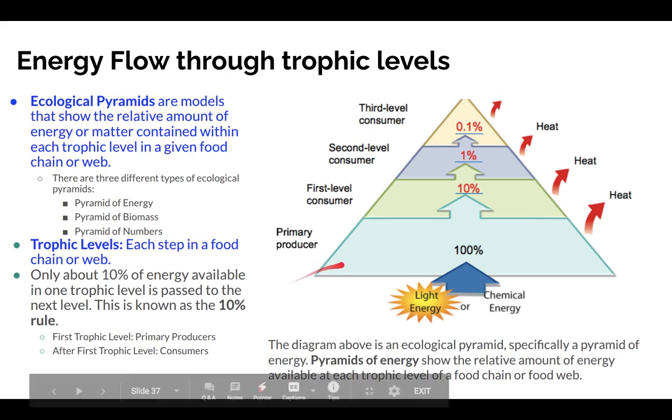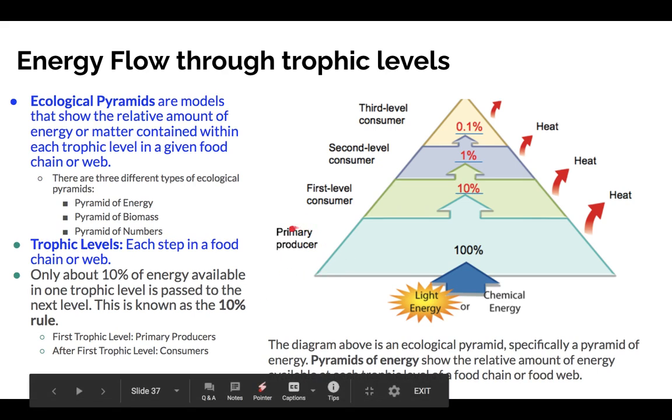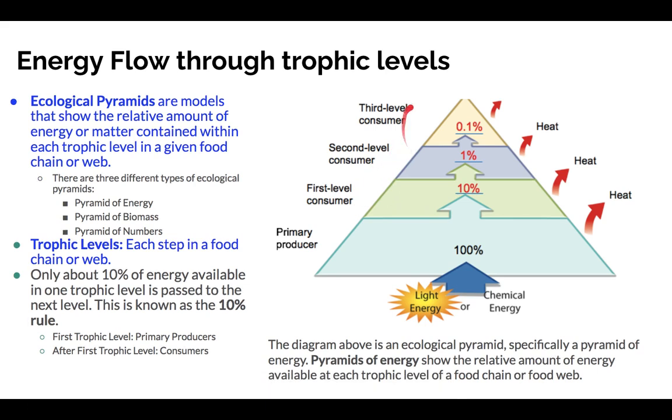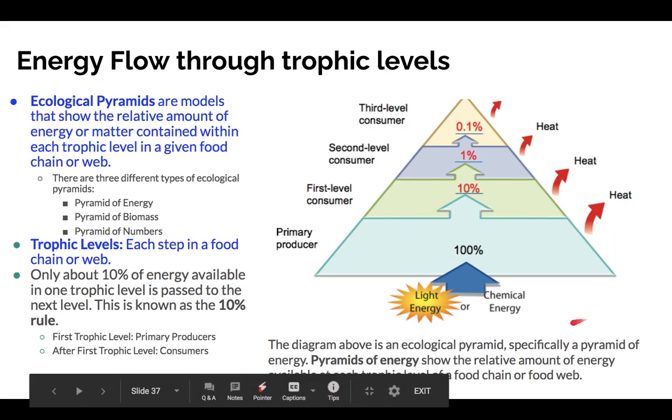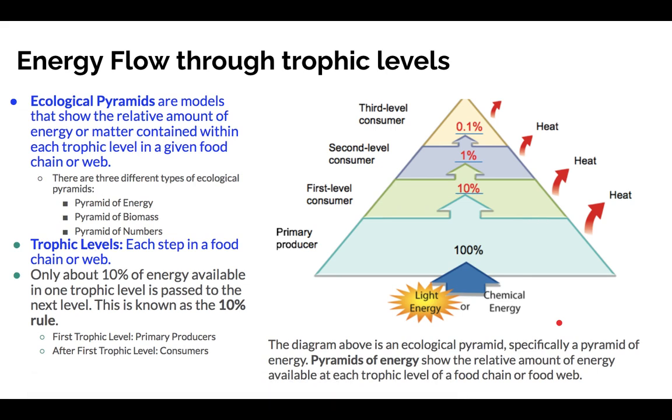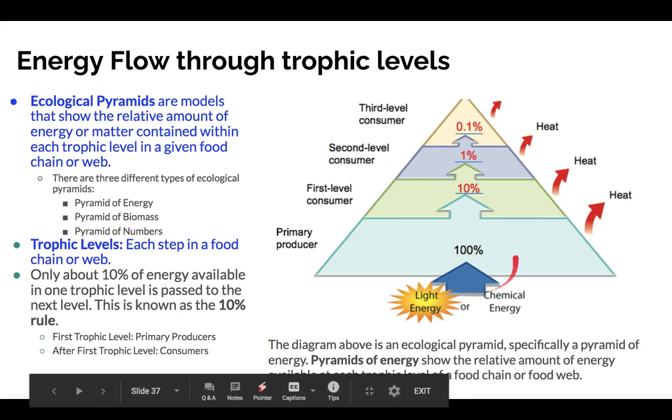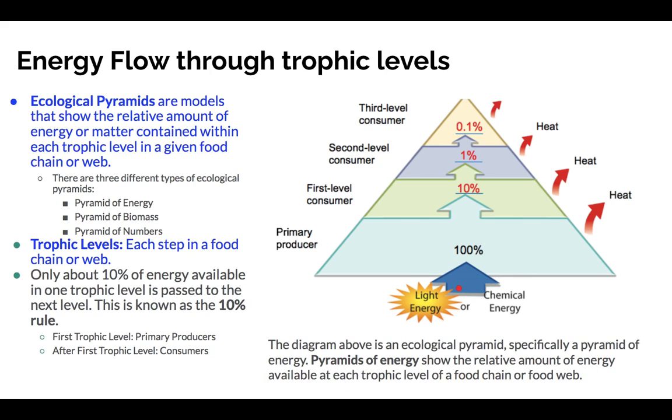Our first trophic level here is the primary producer. And then after that, they are consumers. So we have first level, second level, third level. And then you can see in this diagram this 10% rule, and then anything that is not used is given off as heat. Okay, so this right here is an example of a pyramid of energy, and that is showing the relative amount of energy available at each trophic level of a food chain or web. So the most energy is always going to be at the bottom or at the primary producer level.